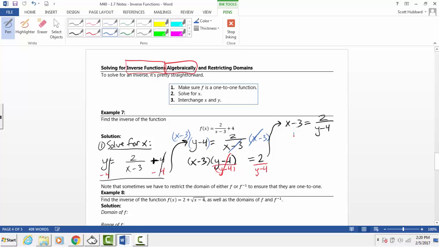And last step, I promise, is that if you add 3, then we get x is equal to 2 over y minus 4 plus 3. Okay, and a little happy dance, that's almost done, except the last little step, number 3, is you just go ahead and swap out x and y. So the last step to actually get our inverse is that y is equal to 2 over x minus 4 plus 3.